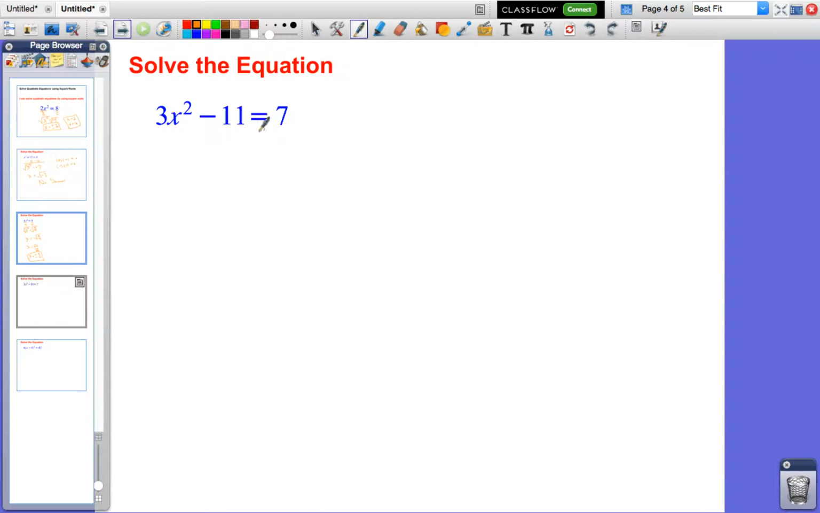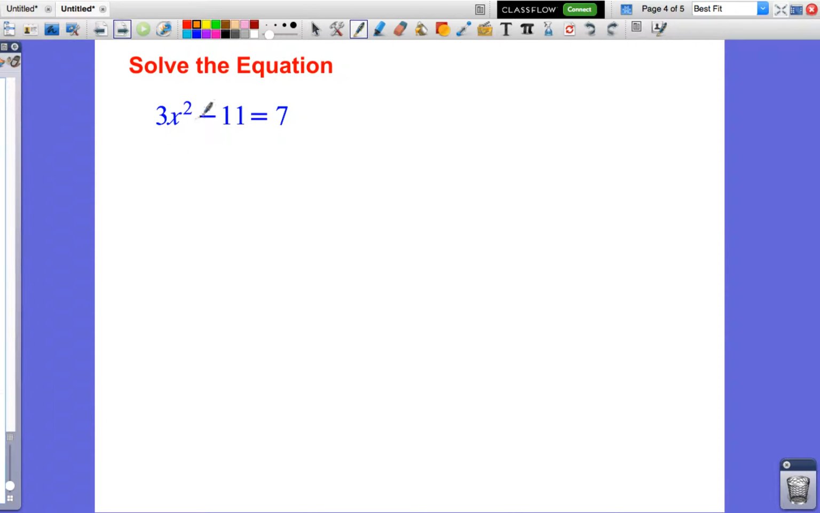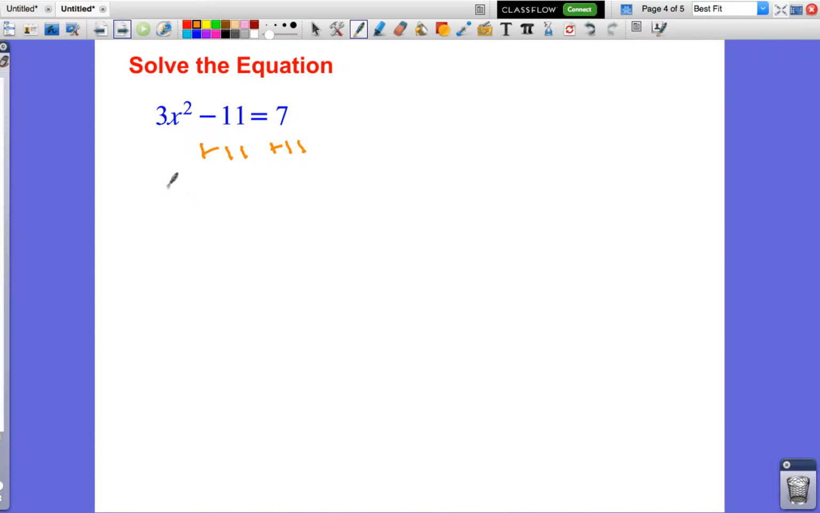Another one, let me see, I got one more after this. So 3x squared minus 11 equals 7, so I want to get the x by itself. The first thing I'm going to do is add 11 to both sides. It's going to give me 3x squared equals 18. Now I can divide by 3, I'm still working to get this x by itself.